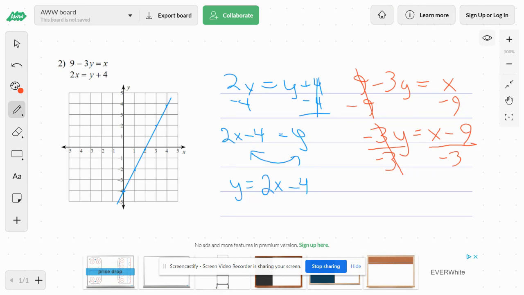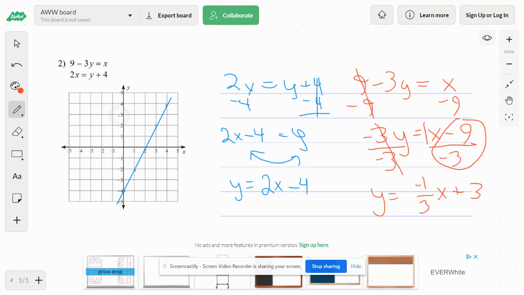Now, when you're doing this, everything on this side is divided by negative 3. So that is 1x. That's going to turn into 1 over negative 3, which is negative 1/3 x. And then negative 9 divided by negative 3, a negative divided by negative is going to be positive 3. So I have y equals negative 1/3 x plus 3. Slope is negative 1/3. Y-intercept is plus 3.